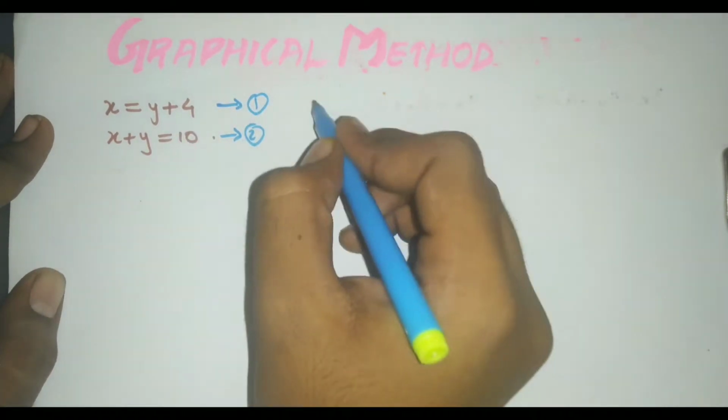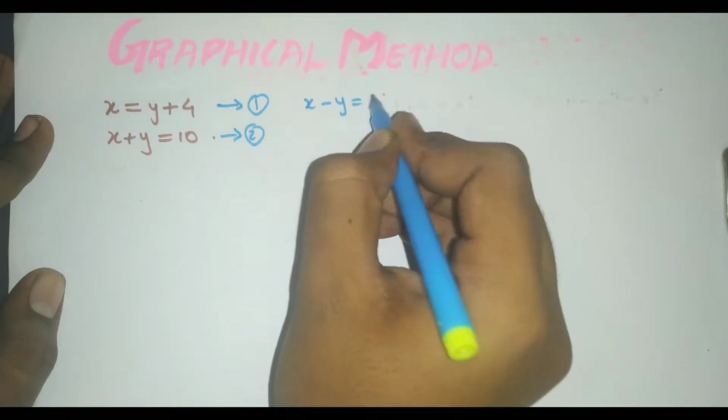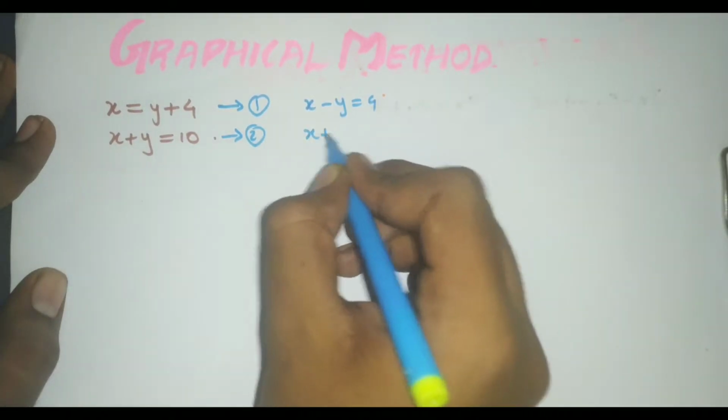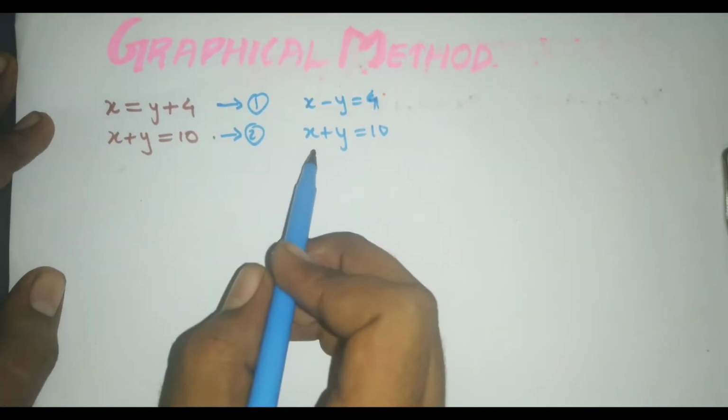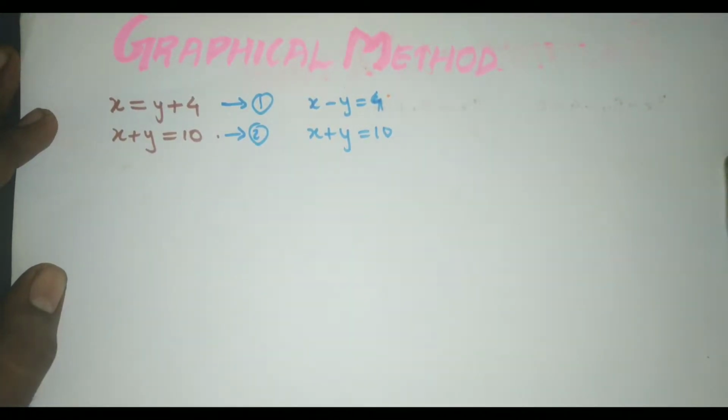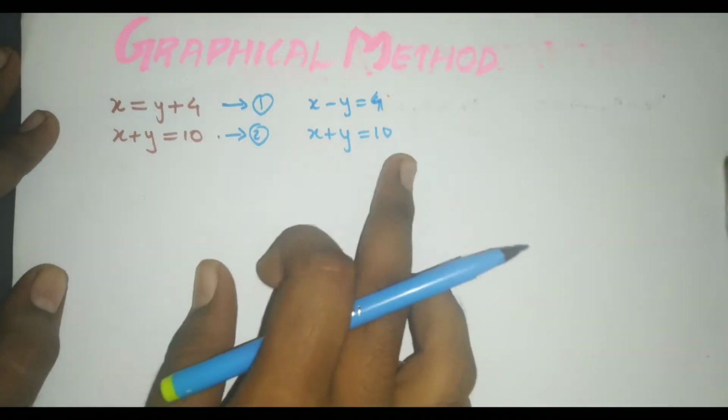So equation 1 we can make as x minus y is equal to 4, right? And the second stays as it is. The first step is to just shift the variables towards the left side, that means the LHS. Keep the variables in the LHS only and the constant terms to the RHS.